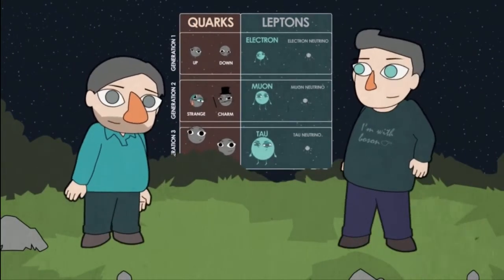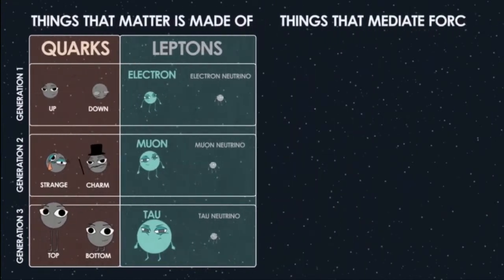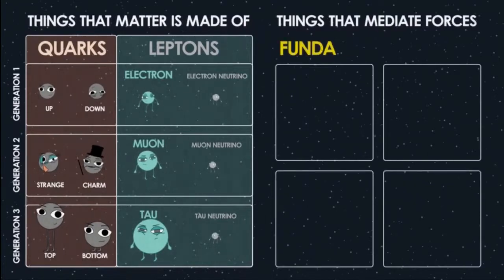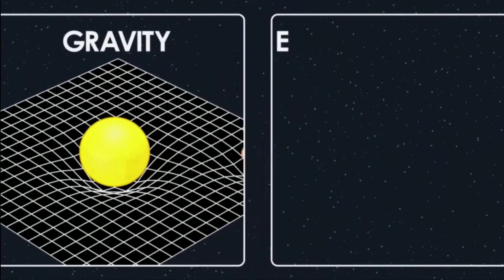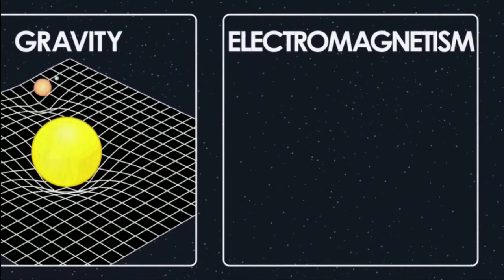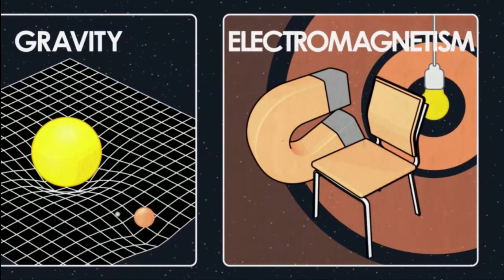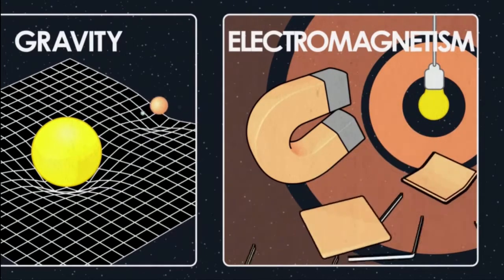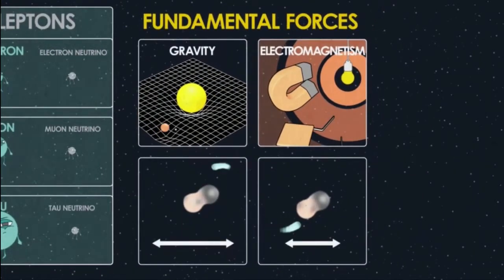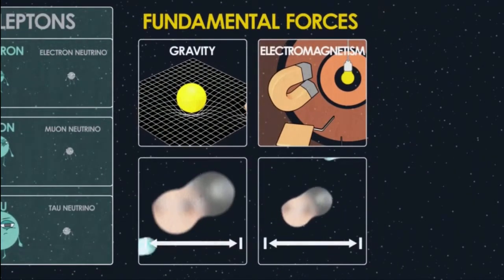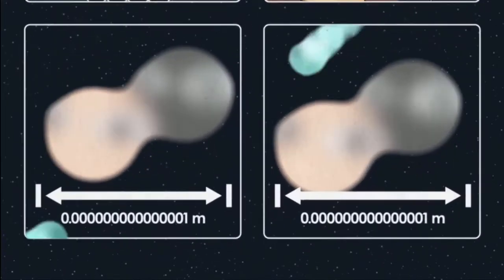No. Those are the things that matter is made of. We still have to talk about the things that mediate the forces between matter. So there are four known fundamental forces. There's gravity, which we know from everyday stuff. There's electromagnetism, which we also know from everything in our lives, magnets, electricity, light. Electromagnetism is also what holds atoms together, and the fact that the chair you're sitting in doesn't fall apart. That's mostly electromagnetism. And then there's two other forces that are very, very short-range forces. They only act over the distance of the width of an atomic nucleus, which is like a millionth of a billionth of a meter.